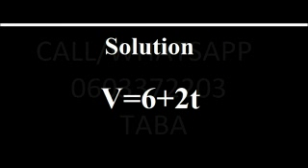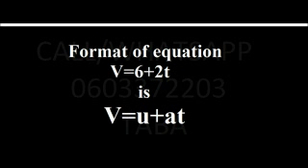Now, when we answer the first question about the initial velocity of the bike, we just need to check the format of the given equation. Looking at this equation, we can realize that it is one of the equations of motion that we usually deal with in physical science and engineering science. It is in the format of v equals u plus at, whereby v symbolizes final velocity, u symbolizes initial velocity, a symbolizes acceleration, and t symbolizes time.